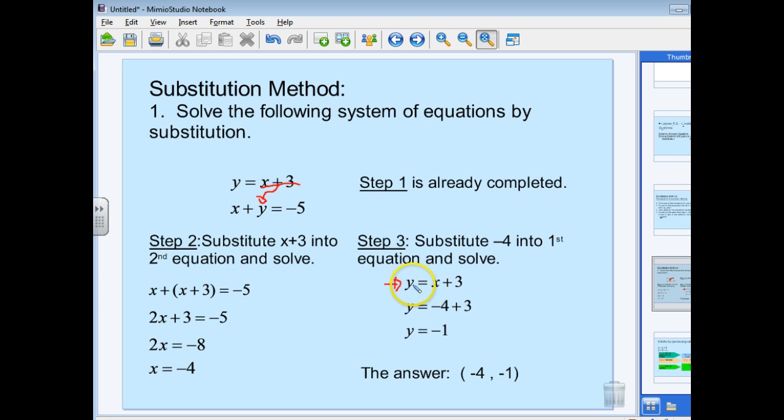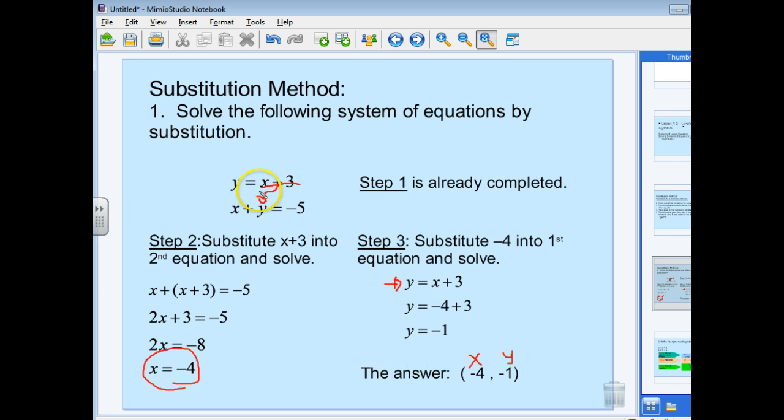So here we have y equal x plus 3. Now I'm going to replace the x this time with negative 4, because now I already know the value of x. So this is going to become negative 4 plus 3, and we see that y is equal to negative 1, and we are done. So our solution will be negative 4 comma negative 1. Please remember that this is x and this is y.